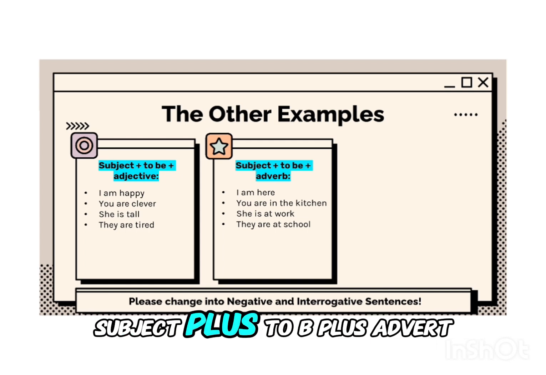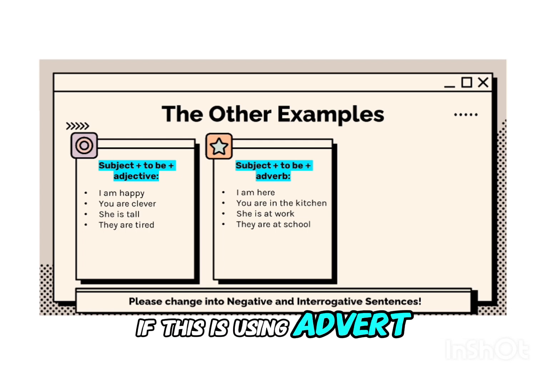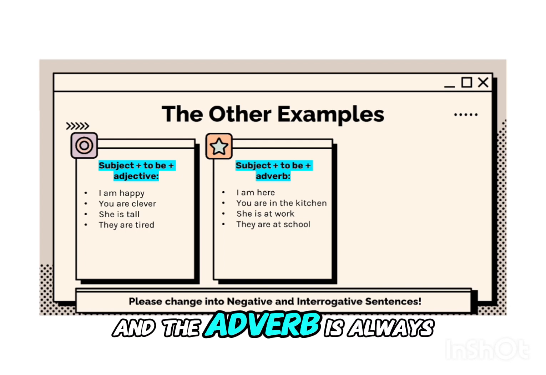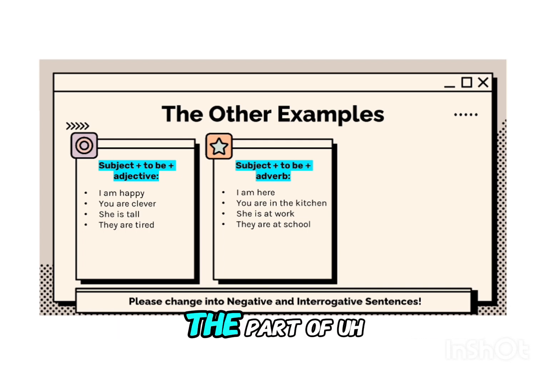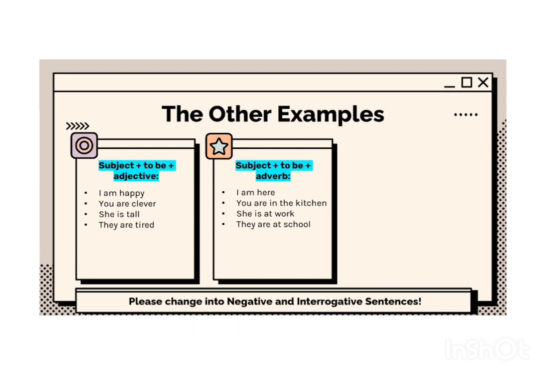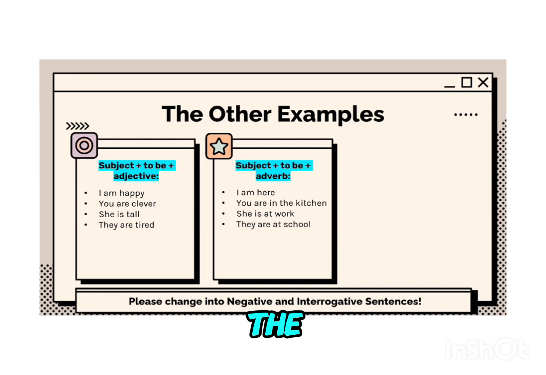Subject plus to be plus adverb. If this is using an adverb, I am here. You are in the kitchen. She is at work. They are at school. You are in the hospital. And the adverb is always the last part of the sentence. Like, I am happy here. I, subject, am, to be, happy, adjective, here, adverb.